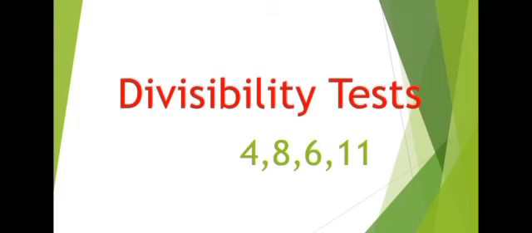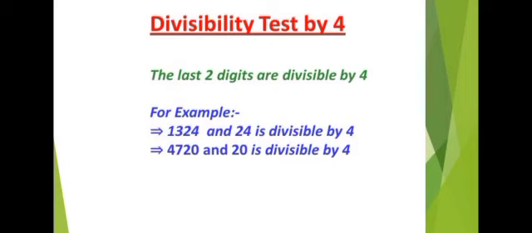Some divisibility tests of 4, 8, 6 and 11. Let's discuss them one by one. Okay students, let's first discuss the divisibility test by 4. The rule of this test is that the last two digits are divisible by 4. For example, in 1324, the last two digits are 24, which is divisible by 4. Another example, 4720. Here the last two digits are 20, which is also divisible by 4.